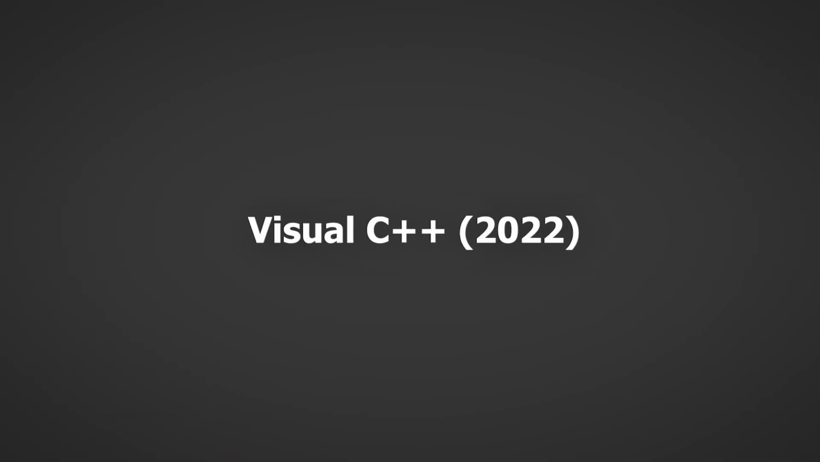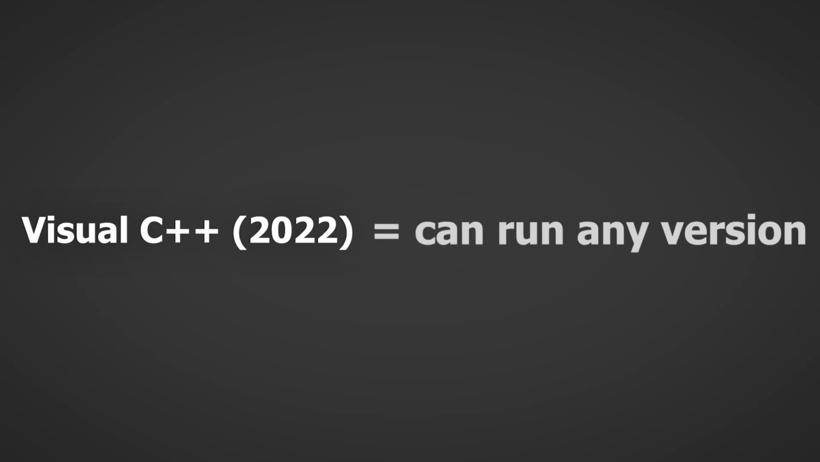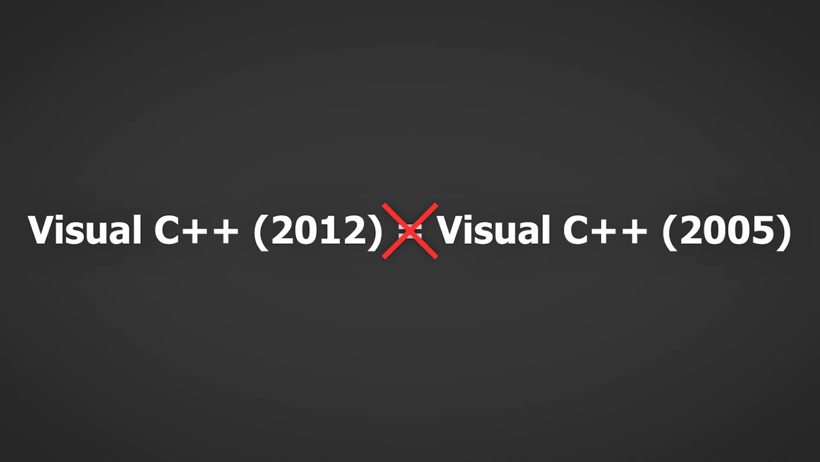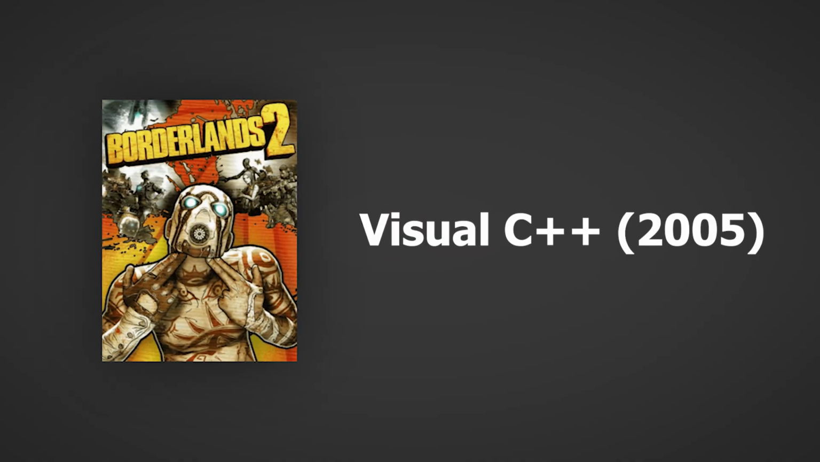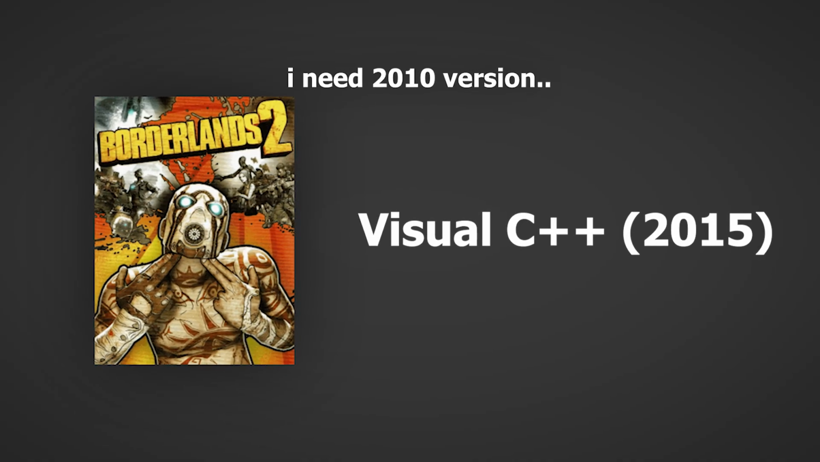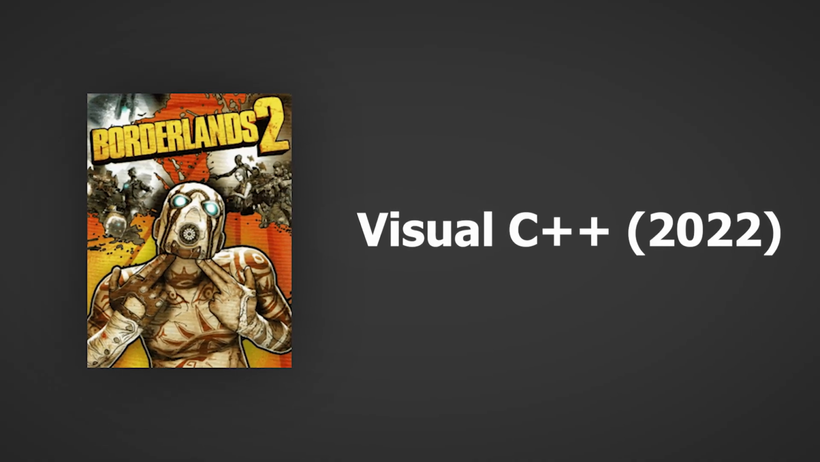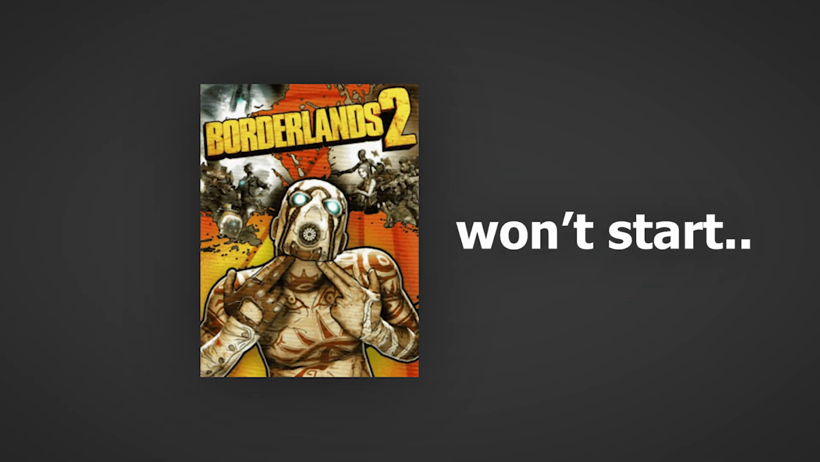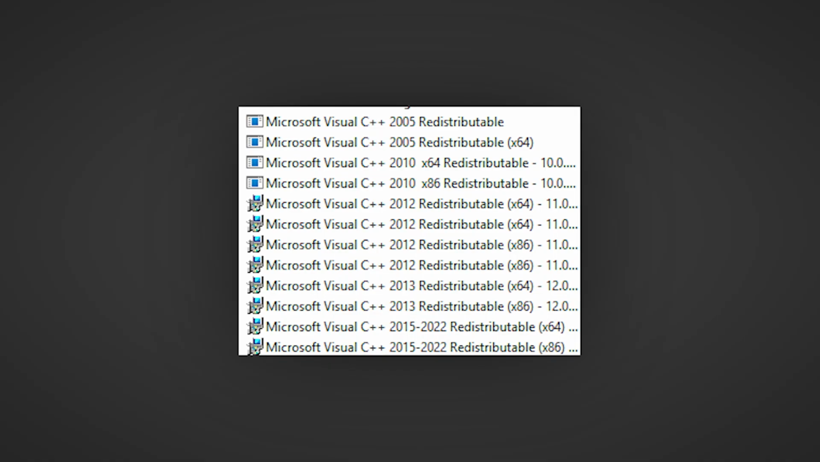You'd think the newest Visual C++ would be backwards compatible, right? Just install 2022 and it should handle everything. Nope. Microsoft doesn't make newer versions fully compatible with older ones. If a program expects Visual C++ 2010 and you only have 2022 installed, the program looks for specific files that don't exist in the 2022 version, and it just crashes. No error message explaining what's wrong, it just fails to launch. So you need to keep all the old versions around, just in case.